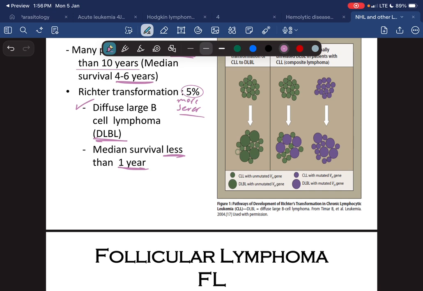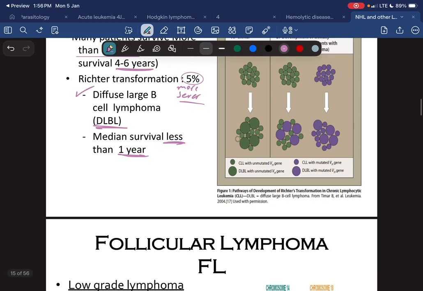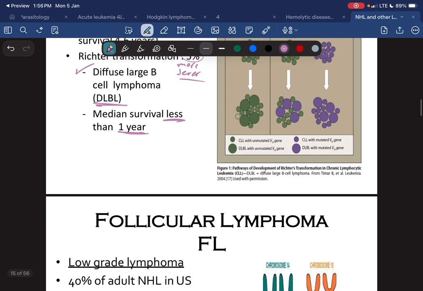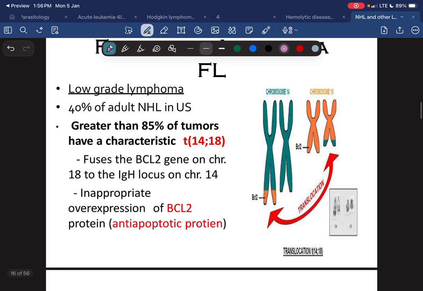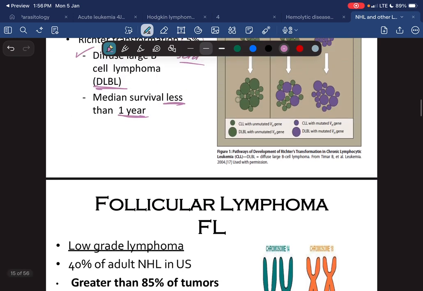إذا صار عمل transformation أكيد survival expectation راح يكون أقل with less than 1 year survival. This transformation called Richter transformation. Okay.